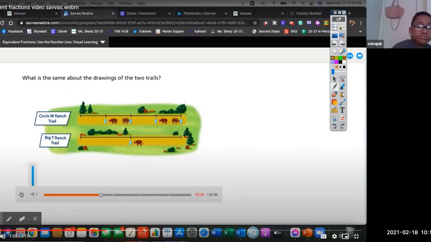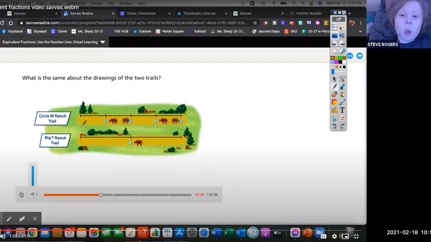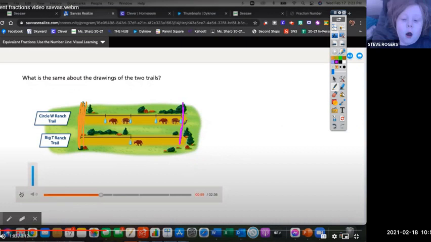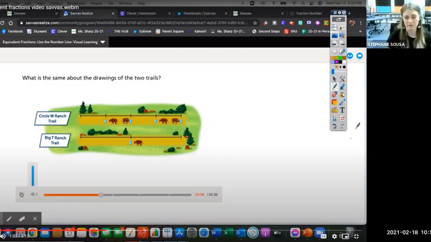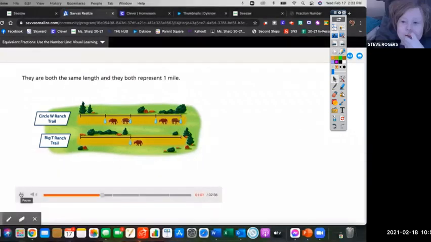Let's think about the math. What do we notice that is the same about the math? They are both equal size lines. They both start right there. They both stop right here. So they are the same distance of line. Very good. Both the same length, and they both represent 1 mile.